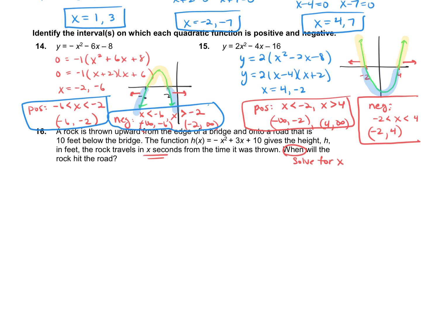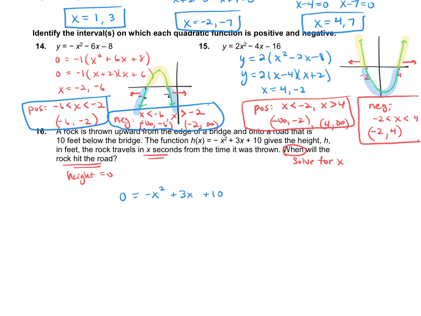And then when does it hit the road? What is the height when it hits the road? That's when our height is equal to 0. We don't have any height, we're on the ground. So what we're going to do is we're going to set our function equal to 0. So here's our height, 0 is equal to -x squared plus 3x plus 10.